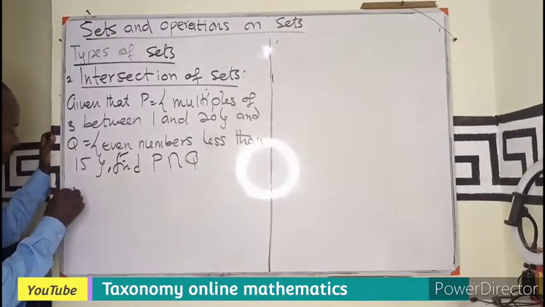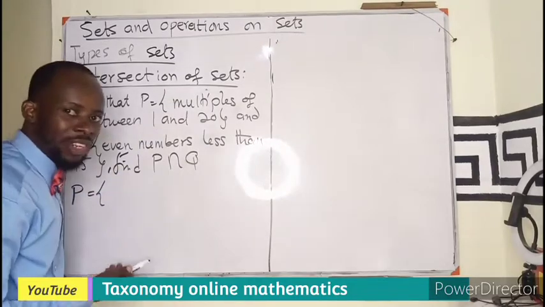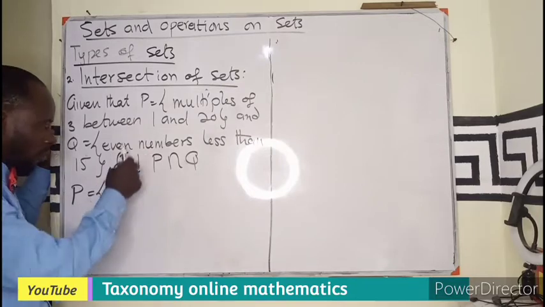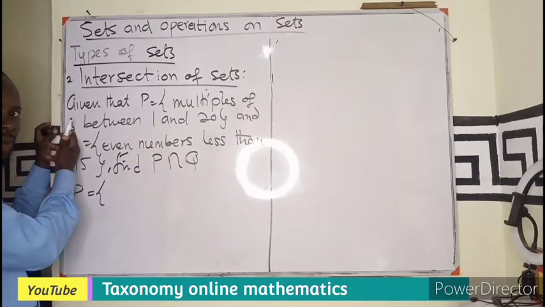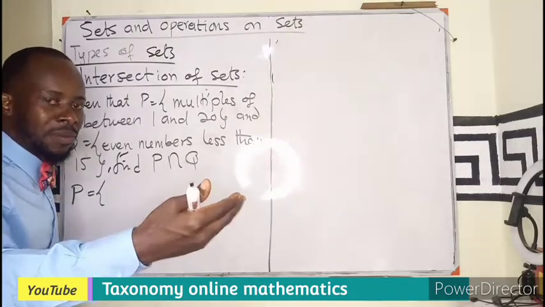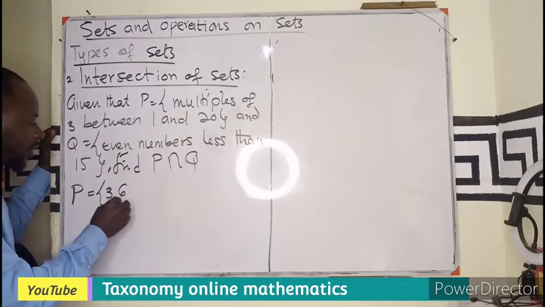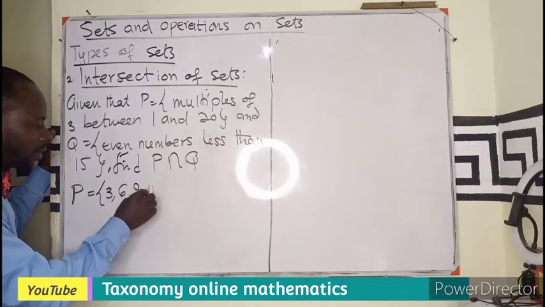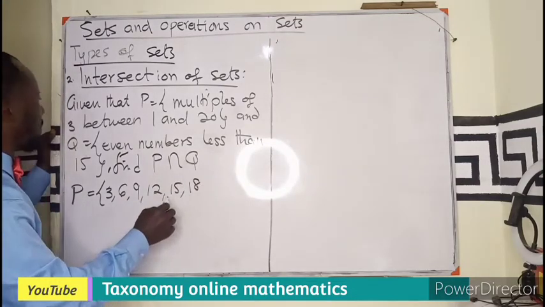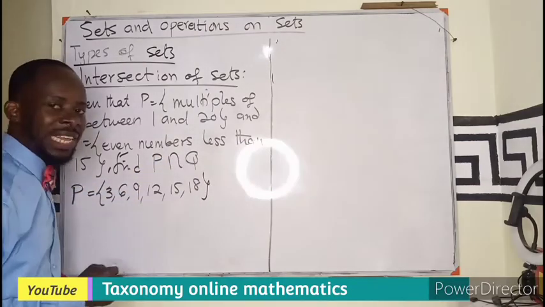Meaning, if I take P, what are the elements? I need to list the elements. This is just the stating of properties. Multiples of 3 between this. Multiples of a number is multiplication of the number by counting numbers. So 1 times this will give us what? 3. So we have 3, 6, 9, 12, 15, 18. The next will be 21, which is bigger than 20. So we end our set here.